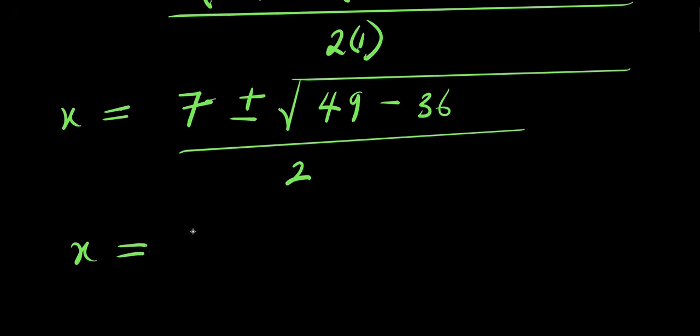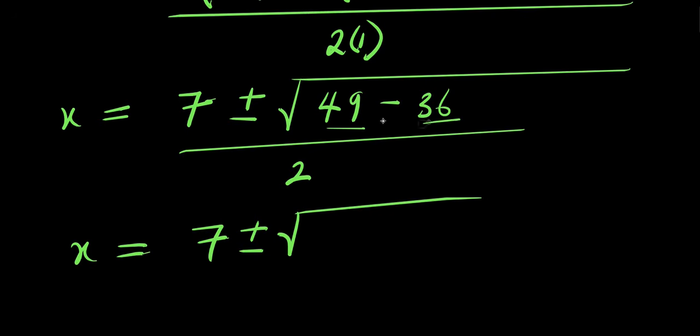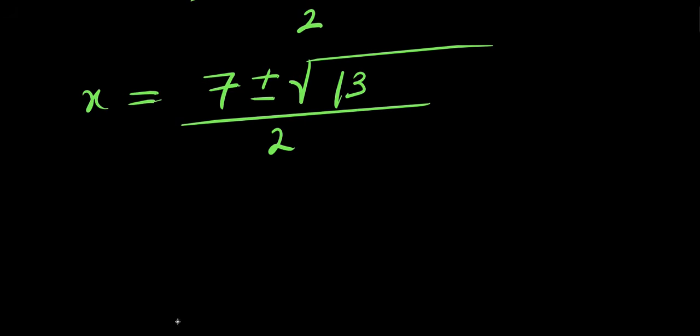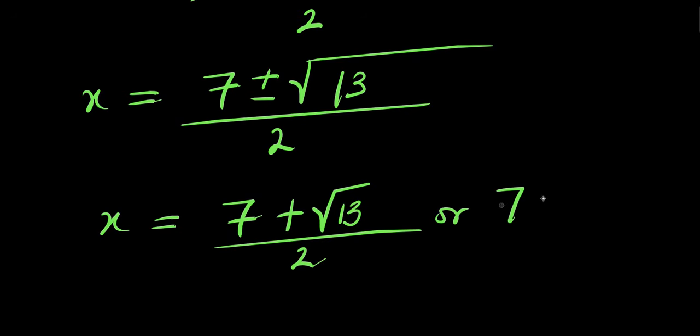From here we have x equals 7 plus or minus square root of 49 minus 36. 49 minus 36, that is 13. Divided by 2. So from here, we have x equals 7 plus root 13 divided by 2, or 7 minus root 13 divided by 2.